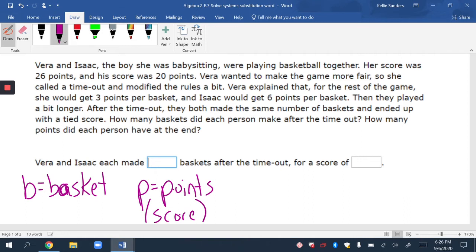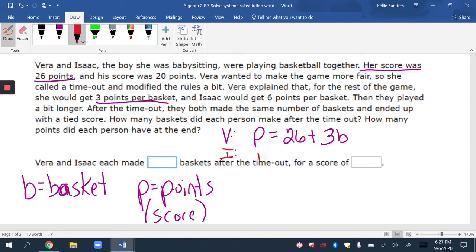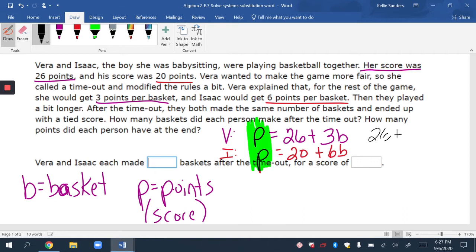Okay, what did we know? Vera's score was already 26. So for Vera, her points, she already had 26. But after the timeout, she's going to get 3 points per basket. Isaac, his points, he already had 20, but he's going to get 6 points per basket. P equals and P equals, so we're going to cancel those out and do some math. So 26 plus 3B equals 20 plus 6B. We're going to subtract the 3B.